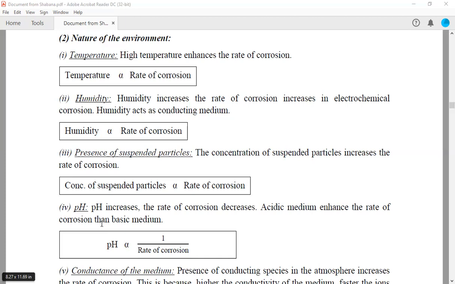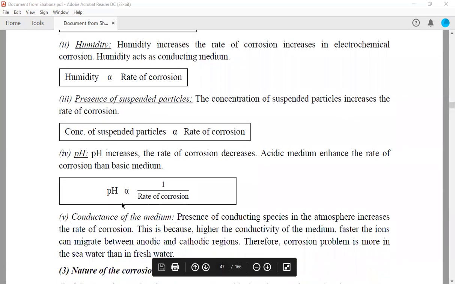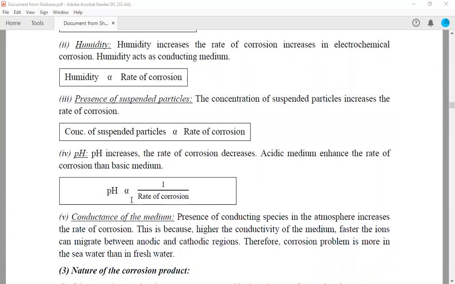Coming to the pH. As pH increases, the rate of corrosion decreases. That means if the pH is increased, the rate of corrosion is less, and these two are inversely proportional to each other. Acidic medium enhances the rate of corrosion more than the basic medium.